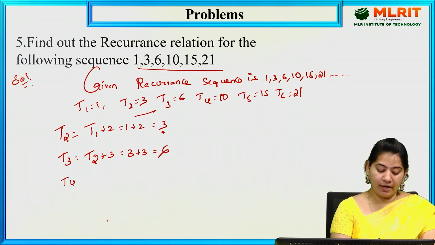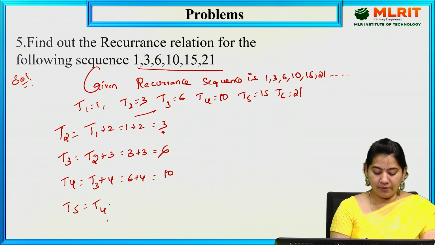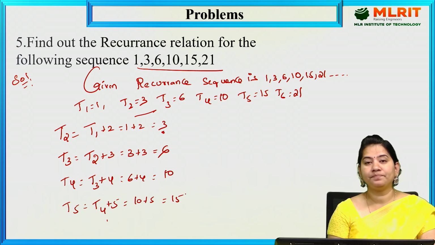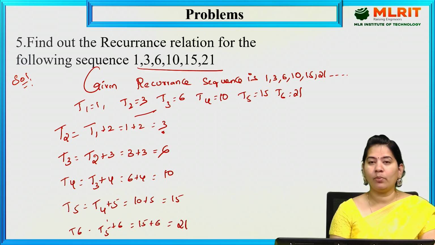Now next we have T4. So T4 is what here? You can take T3 plus 4. So T3 plus 4, 6 plus 4 is equal to 10. In the same way T5 is T4 plus 5, so 10 plus 5 is equal to 15. Now T6 is equal to T5 plus 6, which is nothing but 15 plus 6 is equal to 21.